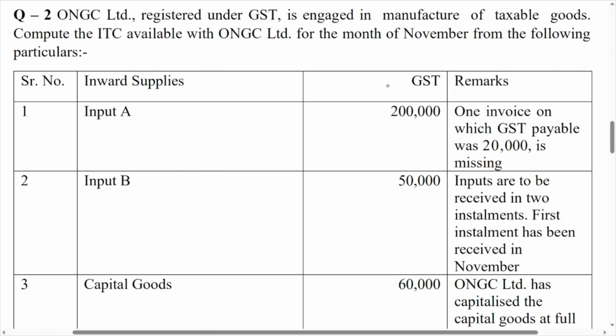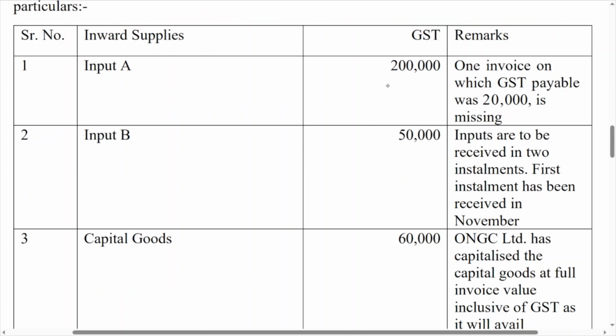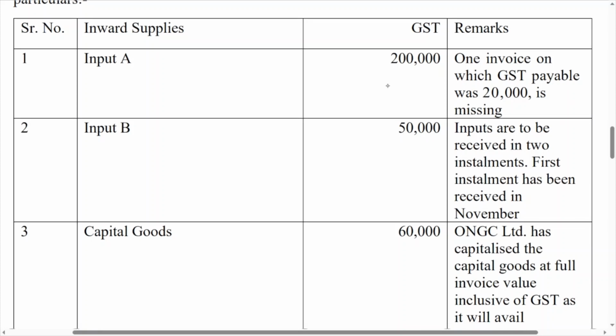Now input B, 50,000, on which you have paid GST of rupees 50,000. Inputs are to be received in two installments. The first installment has been received in November, but the second installment is yet to be received. So in that case, is this credit of 50,000 available or not? Credit is only available when you receive the last installment. So in this case, is 50,000 credit available or not? Answer is no, credit is not available.